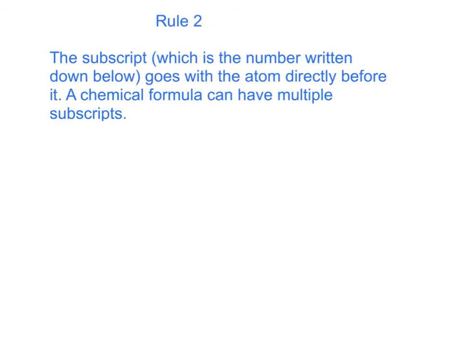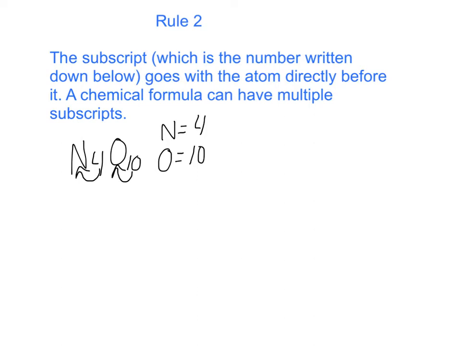Rule number 2 is the subscript, which is the number written down below, like I just explained to you, goes with the atom directly before it. A chemical formula can have multiple subscripts. So, for example, if we take nitrogen oxide, which is N4O10, the 4 goes with the nitrogen and the 10 goes with the oxygen. So making our list, nitrogen, oxygen, those are our different elements that are involved. We have 4 nitrogen and 10 oxygens.